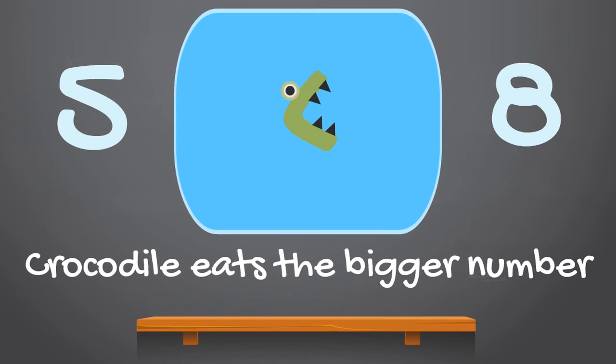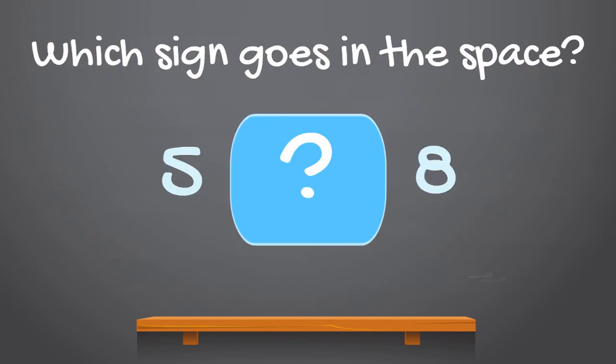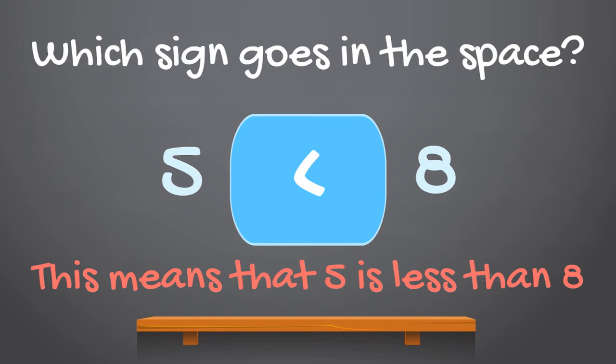So let's just jump straight into some practice questions. These two numbers, nice and simple. What sign goes in the space? Pause the video and write down your answer. So you should have this sign. This means that 5 is less than 8. Simples. Now remember what you learned in the last lesson about negative and positive numbers.